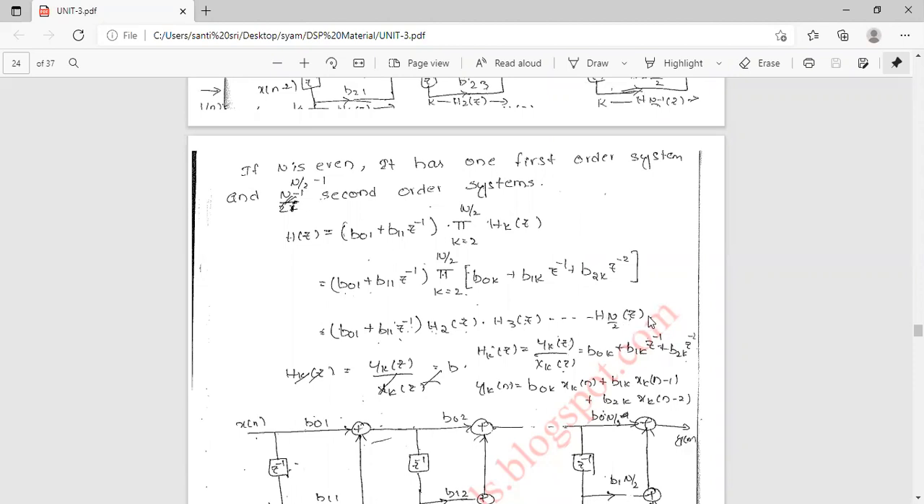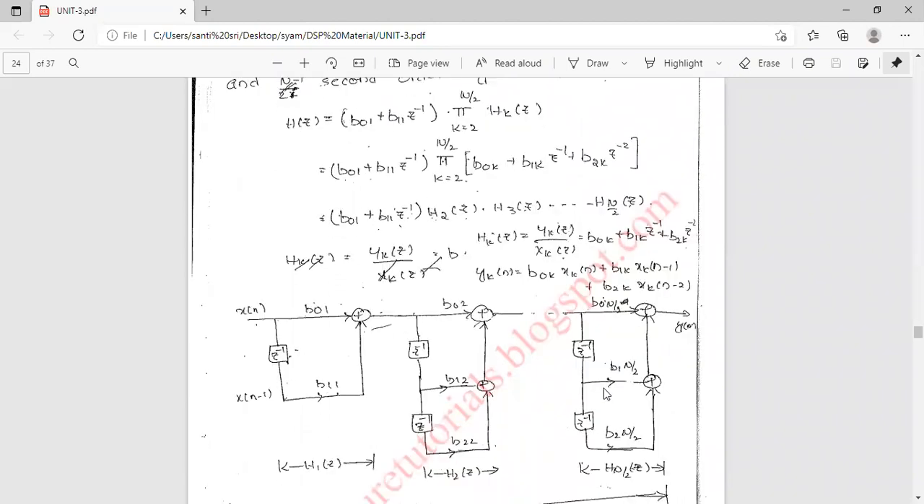So Hk(z) is equal to Yk(z) by Xk(z), that is equal to b0k plus b1k z power minus 1 plus b2k z power minus 2. Yk(n) is nothing but b0k xk(n) plus b1k xk(n minus 1) plus b2k xk(n minus 2).